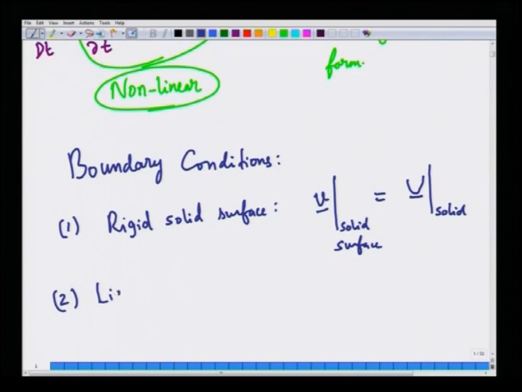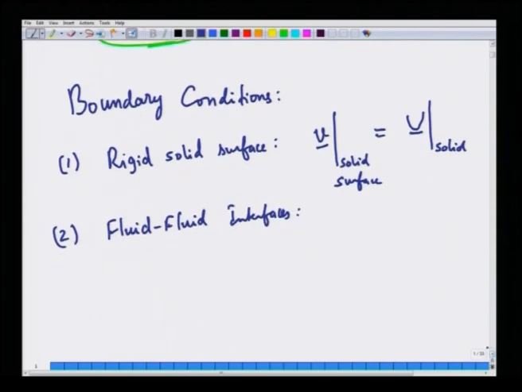At liquid interfaces, fluid interfaces in general, one has continuity of velocity. Okay. Velocity in fluid 1 at the interface is equal to velocity in fluid 2 at the interface.